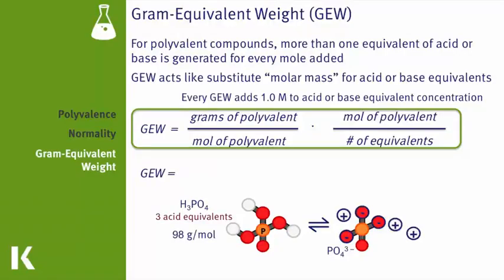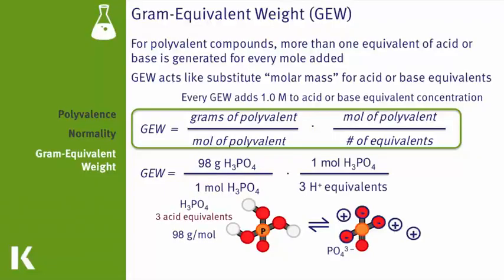We will start with the molecular weight of phosphoric acid, which is 98 grams per mole, and multiply this by the ratio that for every 1 mole of phosphoric acid, we will release 3 acidic equivalents. The moles of phosphoric acid will cancel out, and we find that the gram equivalent weight of phosphoric acid is 32.7 grams per acidic equivalent. So if we want to add 1 acidic equivalent to a solution, we could simply place 32.7 grams of phosphoric acid in that solution.